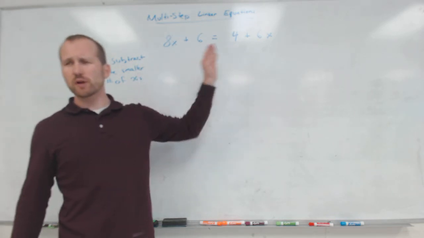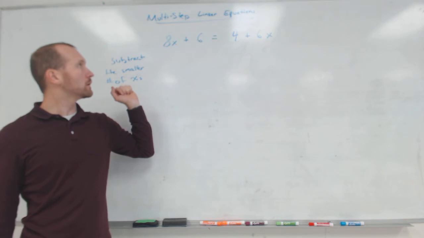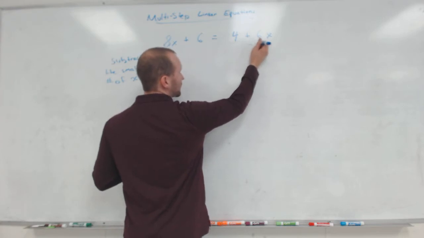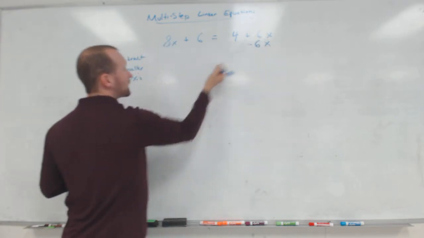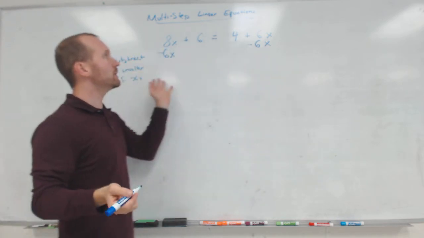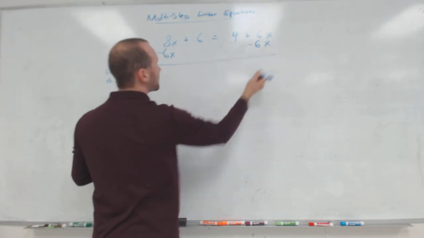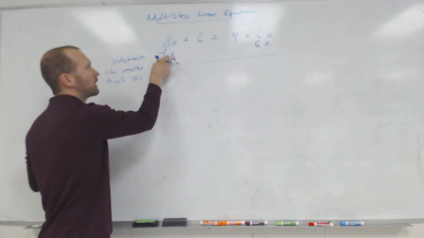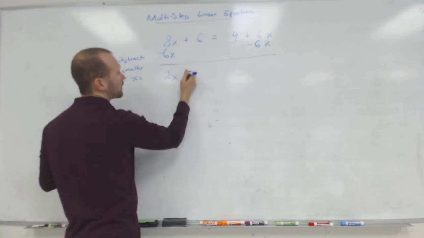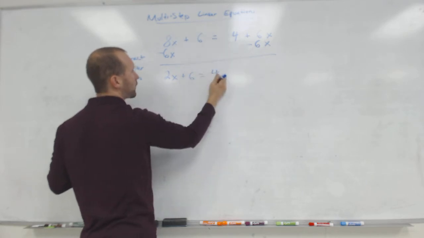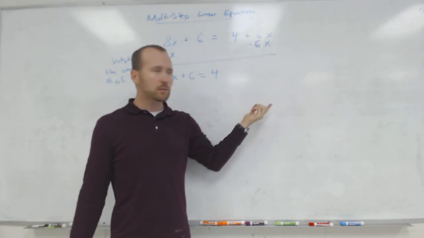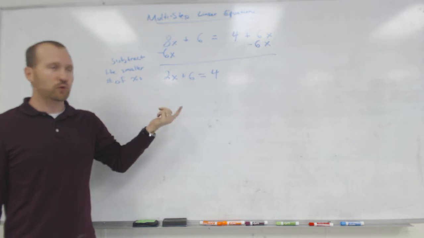So which x's would I subtract? I would subtract 6x, right? Because that's a smaller number. And if I subtract it from one side of the equation, I have to subtract it from the other side of the equation. Anything I do to one side, I do to the other side. Now, because I've nicely written it below, it's easy to combine our like terms, right? 8x minus 6x is 2x plus 6 equals 4 plus 0, because 6x minus 6x is 0. So I'm not going to write plus 0 because 4 plus 0 is just 4.